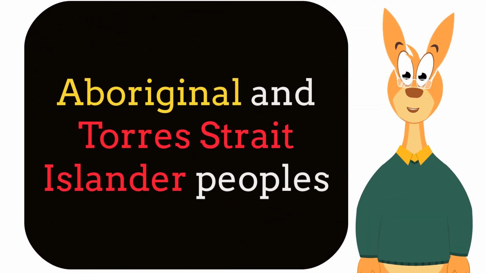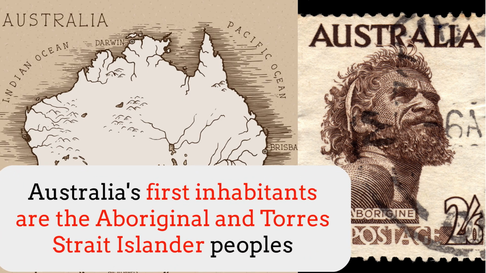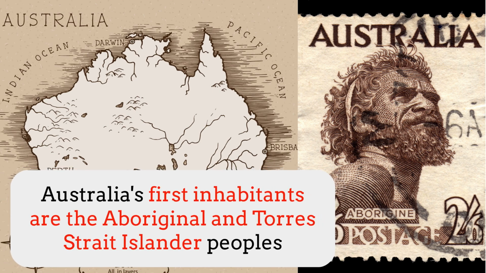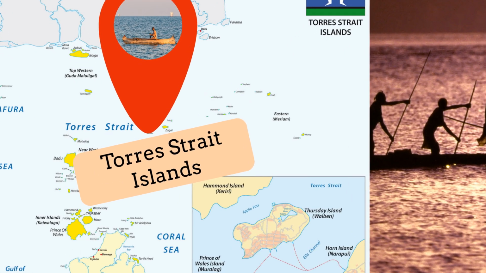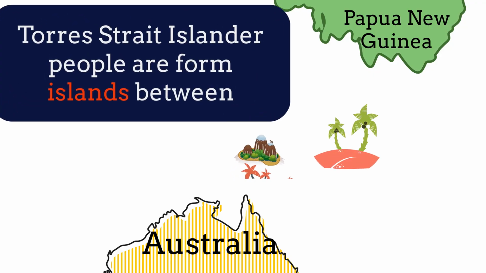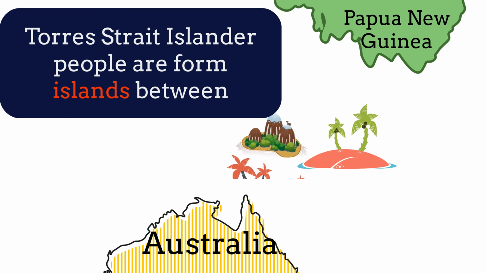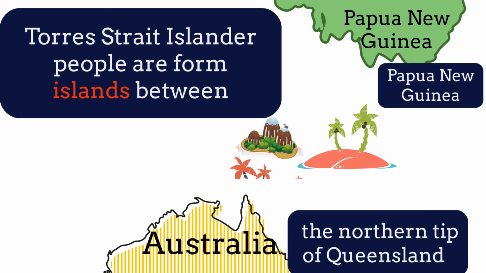Aboriginal and Torres Strait Islander peoples. Australia's first inhabitants are the Aboriginal and Torres Strait Islander peoples. Torres Strait Islander people are from islands between the northern tip of Queensland and Papua New Guinea.